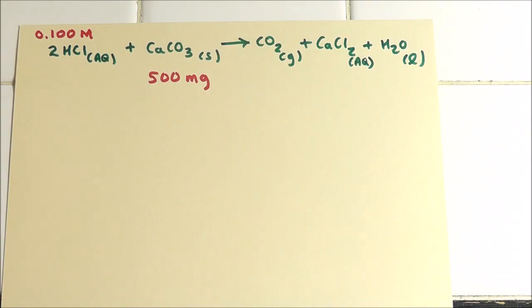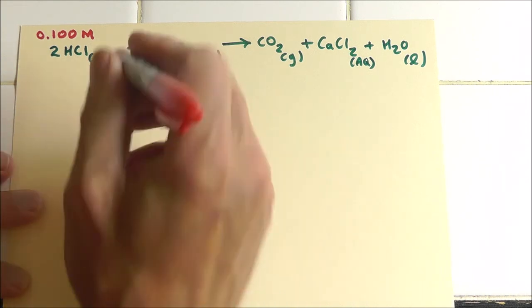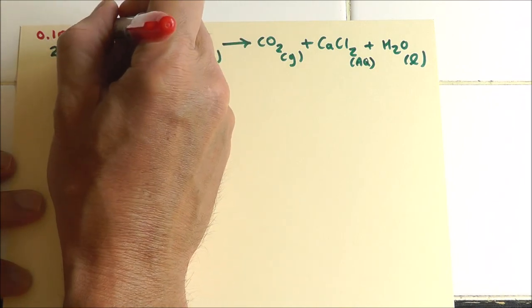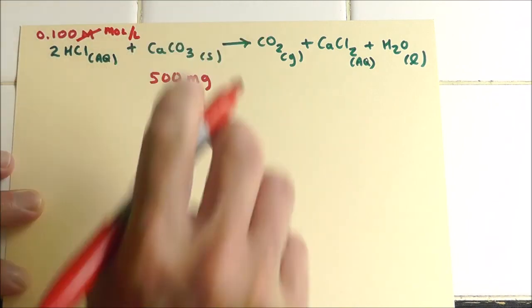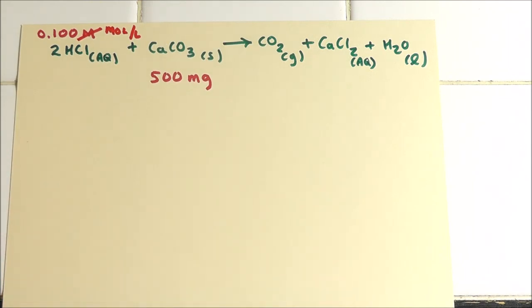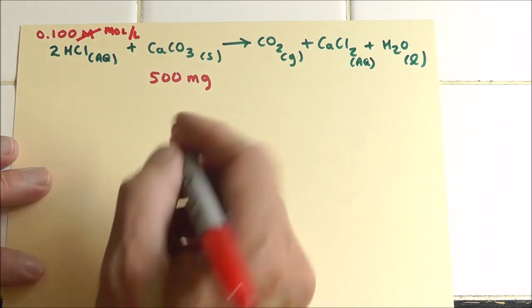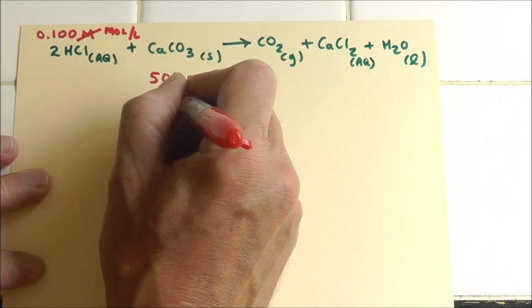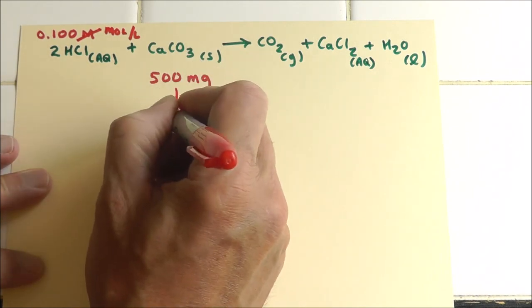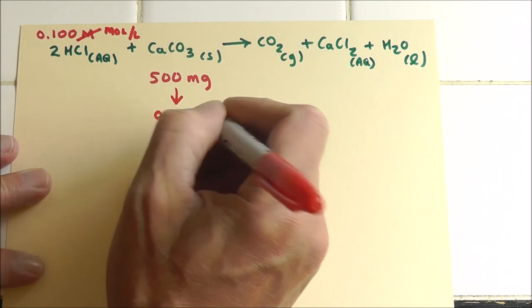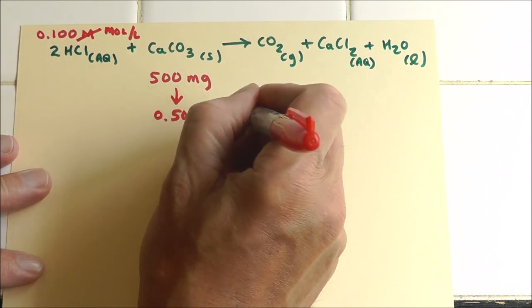All right, here's a version without all those pesky words. Remember, the name of the game is how are we going to get to moles? Do yourself a favor and convert to moles: take the M out and make it moles per liter. That isn't moles yet, but it certainly could be if you recognize that 500 milligrams is 0.500 grams calcium carbonate.